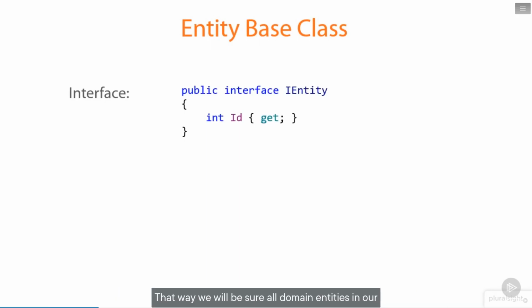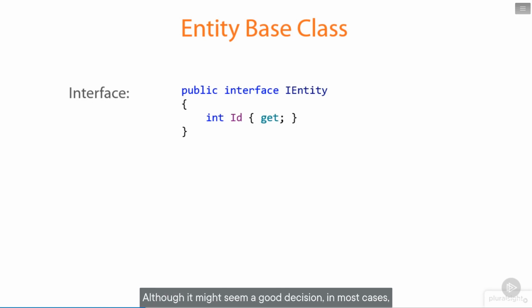A typical application contains a lot of entities, so there should be a base class where you can gather common behavior for each of them. Let's discuss different approaches for creating such a base class. The first option we have here is to introduce an interface like this. That way, we would be sure all domain entities in our model have some minimal functionality, the ID property.